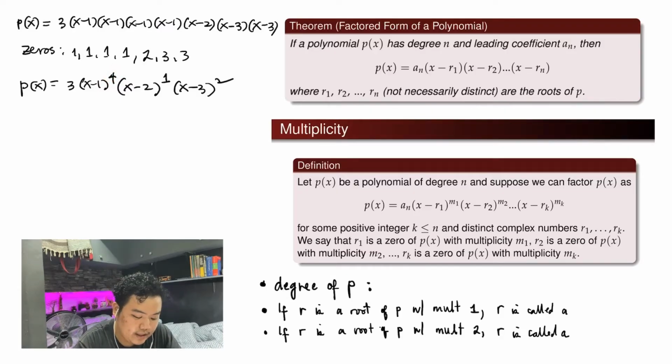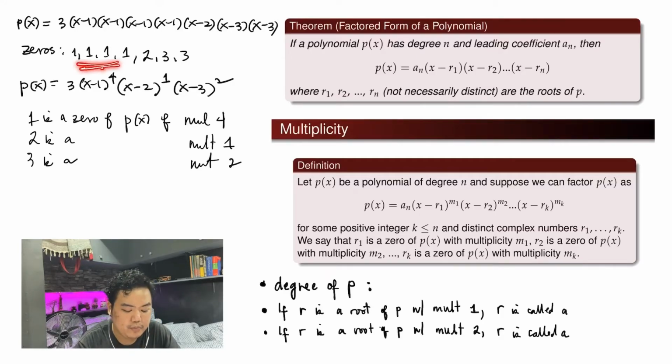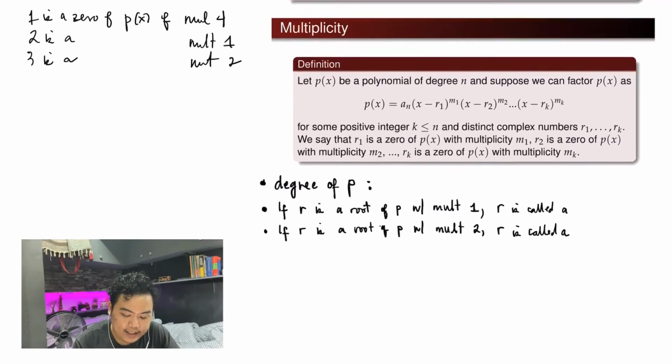So, we say that 1 is a 0 of multiplicity 4. So, susunod naman, 2 is a 0 of p of multiplicity 1. And then, yung huling-huli, 3 is a 0 of p of multiplicity 2. So, bale, parang ibig sabihin lang ng multiplicity kung ilang beses siya umuulit as a root or as a 0. And more technically, ito siya.